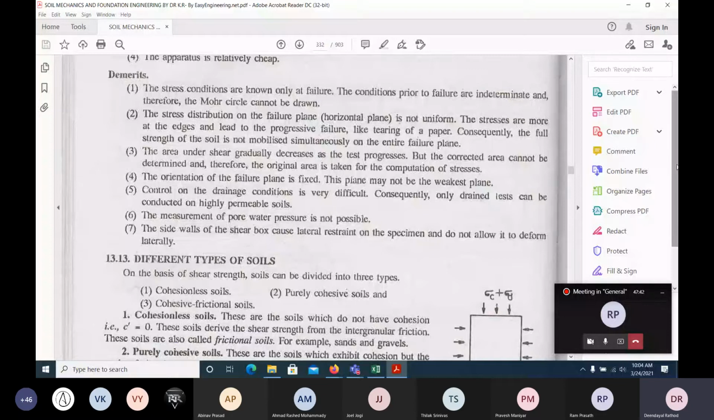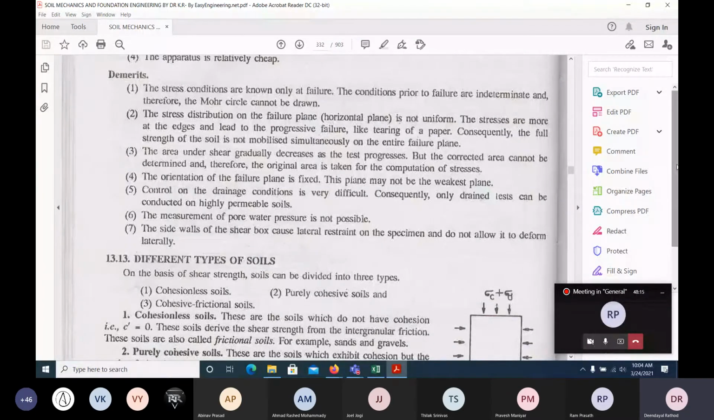The fourth one is very very important. Here what we are doing is, we don't know which is the failure plane actually, so we are creating an artificial failure plane. We are filling the box with the soil and shearing it. That means we ourselves are defining the failure plane, but the soil may have another failure plane. That will come out in the triaxial test, where we can observe the failure plane of the soil actually.